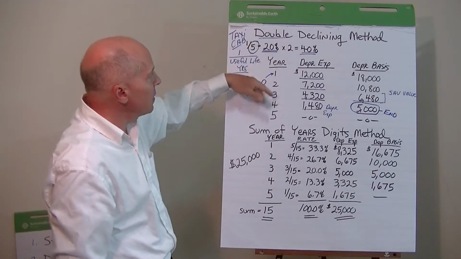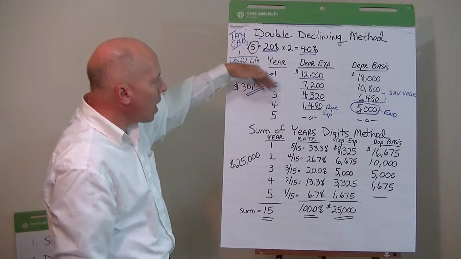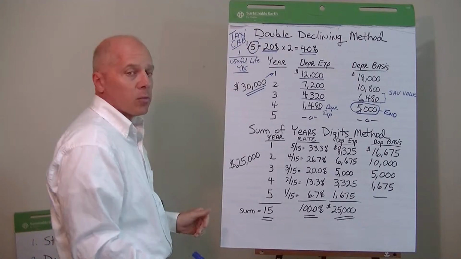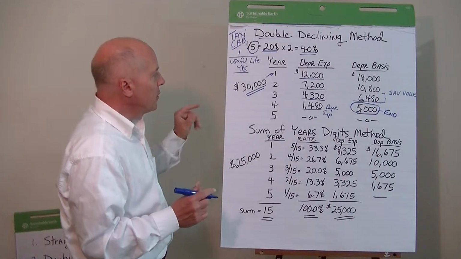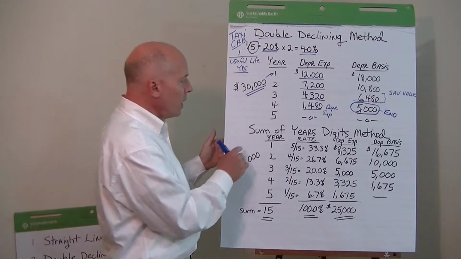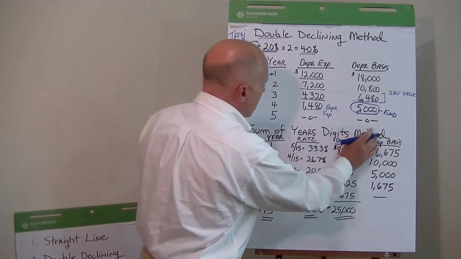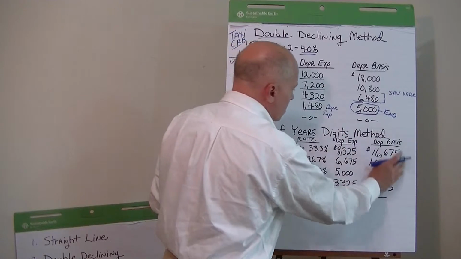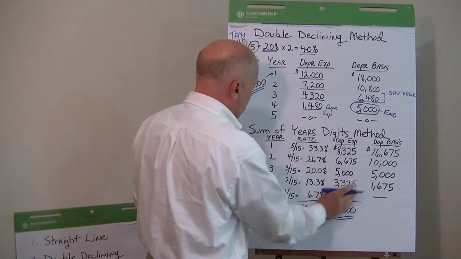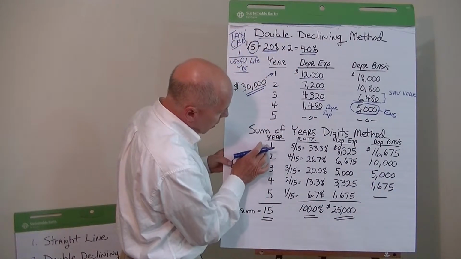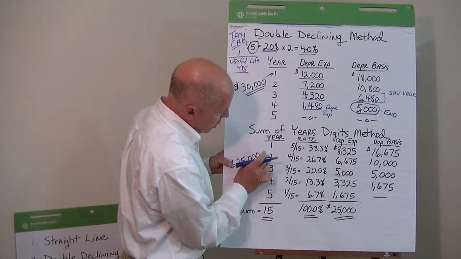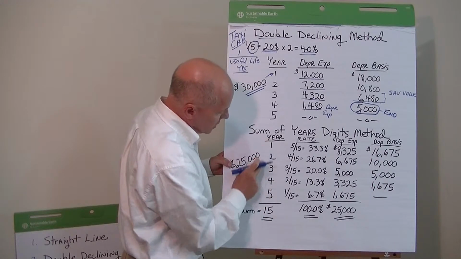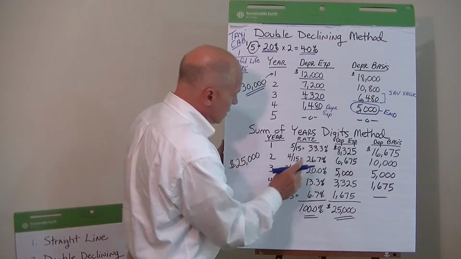So for vehicles, if I were a taxi cab, I would probably say this is the method you would use because it's going to lose its value very quickly right off the showroom floor. If you want to choose something in between, then the sum of years digit method would be a little bit in between. When you set up your depreciation schedule under sum of years digit, you need to take all the digits. Year 1, 2, 3, 4, 5.